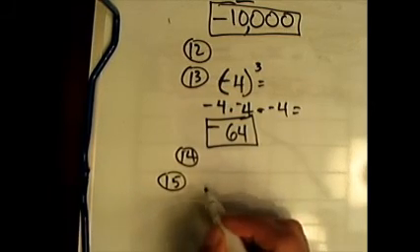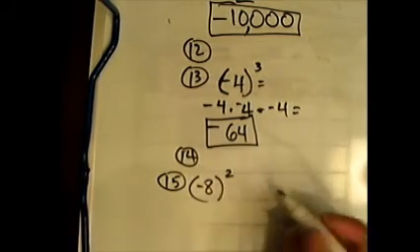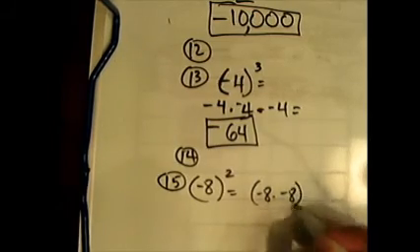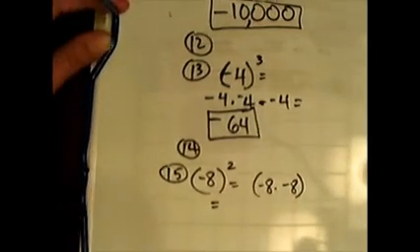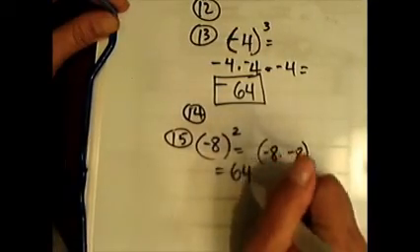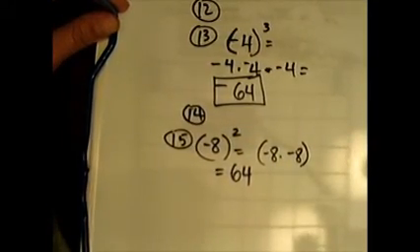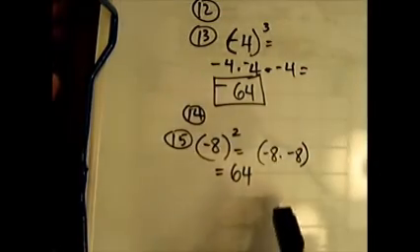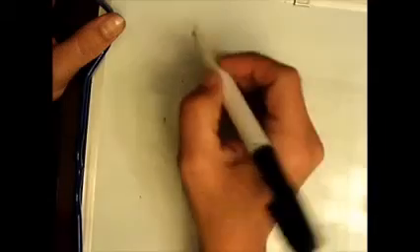You have a negative 8 squared. Since the negative is in the parentheses, you do negative 8 times negative 8, which is a positive 64. Okay? Alright, so we have done 1 through 15. Now let's do number 17. Erasing this so we can move on. Sorry for the camera moving. Okay, let's do number 17.